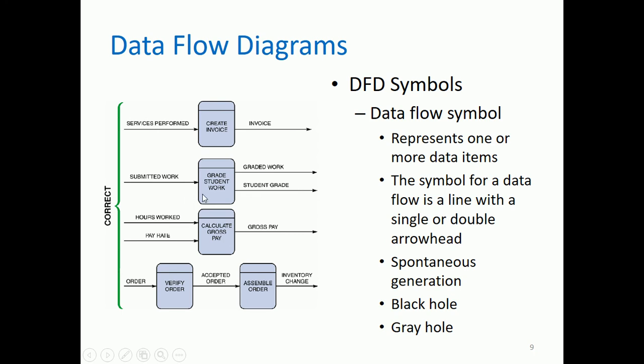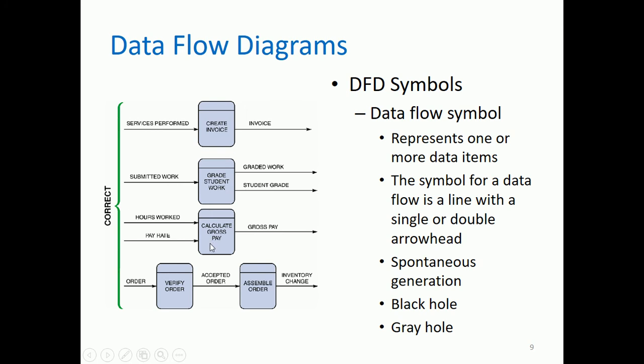Next is our process, grade student work. Our data flow is submitted work. Of course, you need the data of submitted work for you to grade the student work. After you finish grading the student work, you will have the graded work as the output or byproduct of grade student work, and the student grade. It is two. So that's the so-called spontaneous generation. This is also an example that it's not the case that if you do have the student work, it will also be the output, because student work here is not yet graded. If you are finished with the student work, what will be its output? Of course, it is already graded, and that graded work has a corresponding student grade. So this is another example.